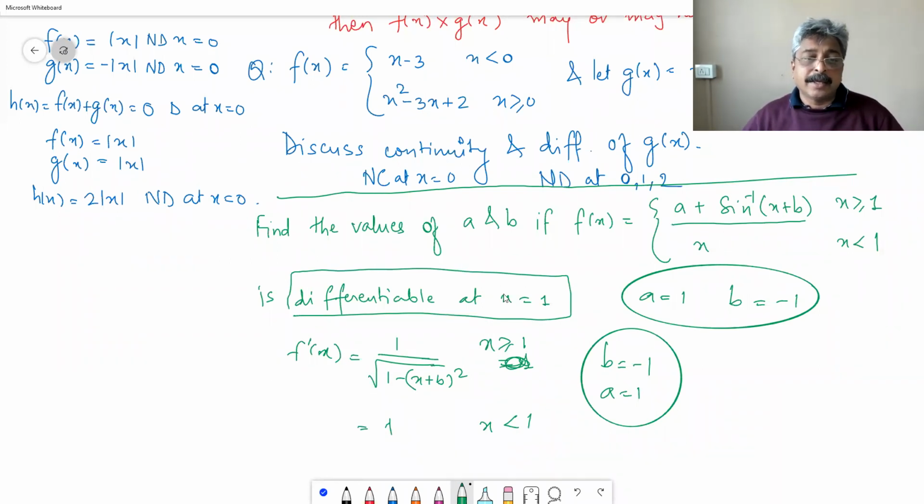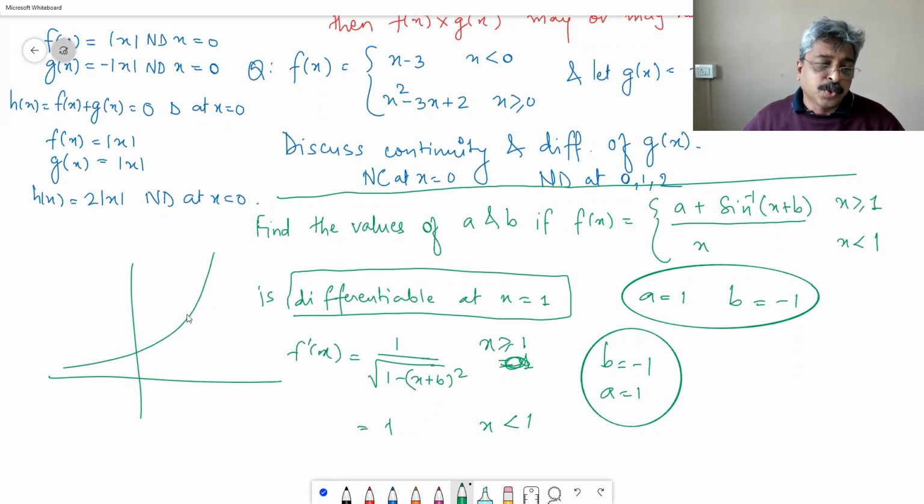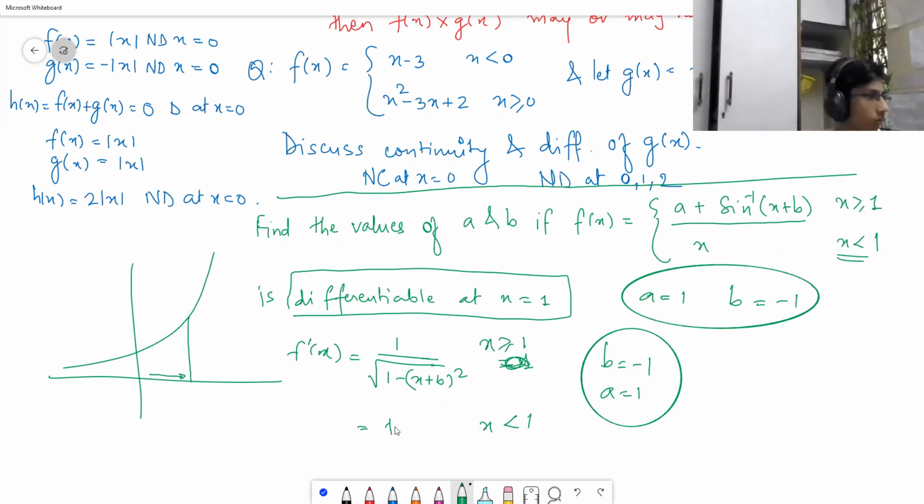f of x is differentiable at x is equal to 1 is given. So if you come from the left side, you get 1. Suppose the function is like this. This is 1. So this is from left. Okay. So if you approach 1 from left hand side, you get slope 1. Right?